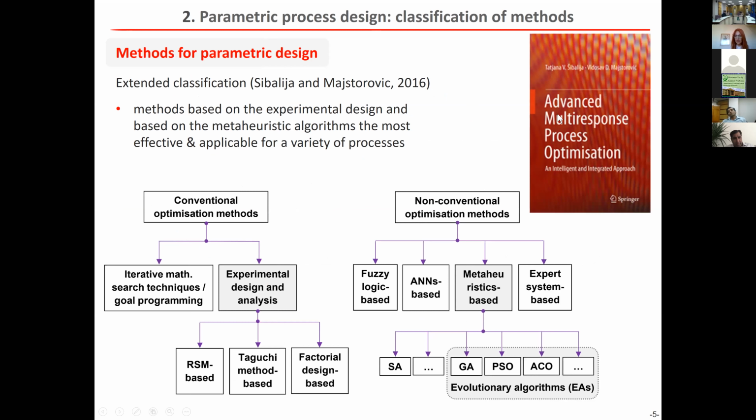A few years ago, I published a book on advanced multi-response process optimization by Springer. And here, this could be interesting to note. There are conventional optimization methods that are typically based on statistical techniques, and non-conventional methods that are based on artificial intelligence. And today we'll talk mainly about these meta-heuristic based optimizations.